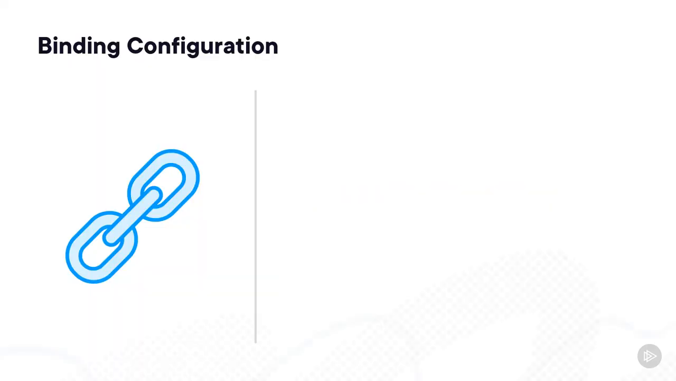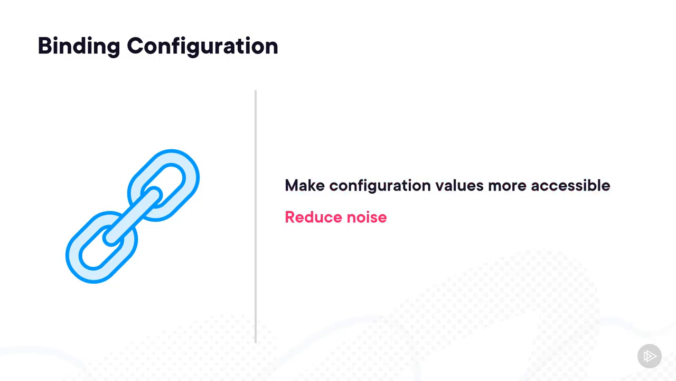In this short demo, we'll see how we can bind values from configuration onto strongly typed objects. This technique can be used to make configuration values more accessible, reduce the noise in your code, and reduce the fragility of using hard-coded strings throughout your codebase. In the next module, we'll be covering a more typical pattern for configuration consumption, but it's worth spending a few minutes on this approach so that we can compare the differences.